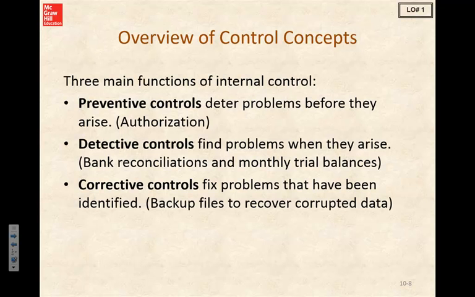Preventative, of course, we want to deter problems before they even arise. So there are some controls we can put into place that would not even allow a problem to happen. We're not going to, of course, be able to prevent everything. So we need detective controls to be able to find those problems as they arise. And then corrective controls, of course, to fix problems that have been identified. So we'd want backup files maybe if we wanted to recover from some corrupted data.